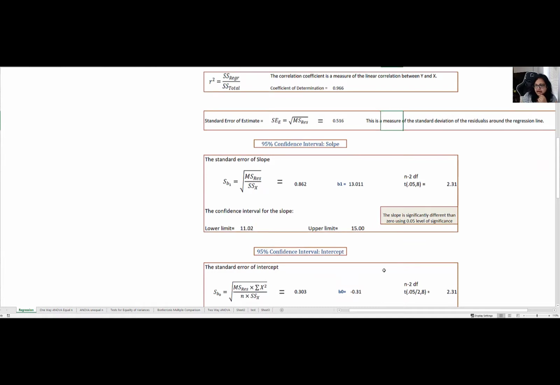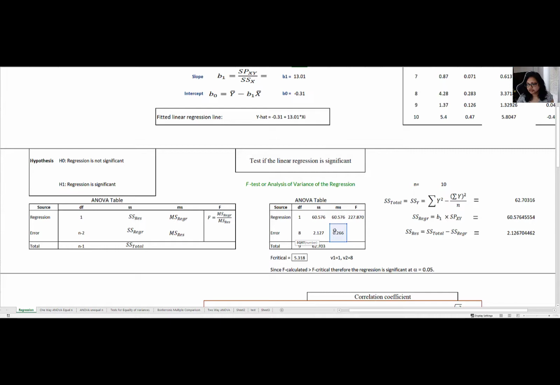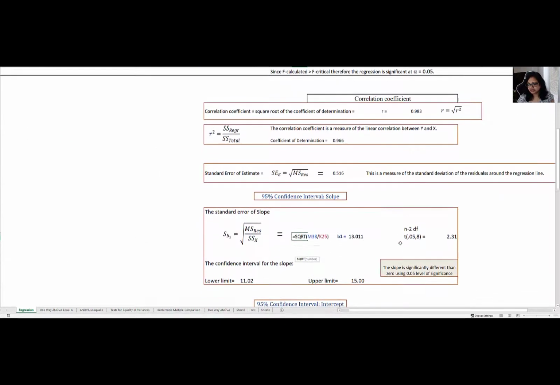The standard error for slope, if we want to find the 95% confidence interval, we need that. So for the standard error for the slope, we can just take the MS residual and divide it by the sum of squares of x. Then you will find the standard error for slope. So you can see I just directly used the two values from the table, and this one is coming from the table, but this one you actually calculated before.